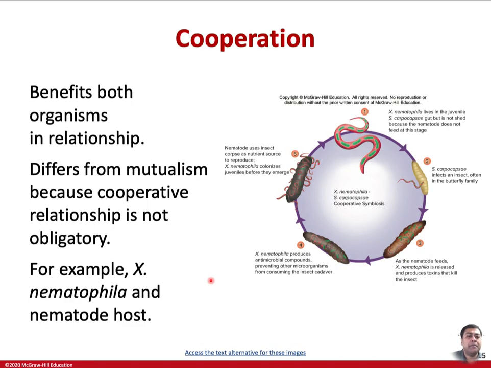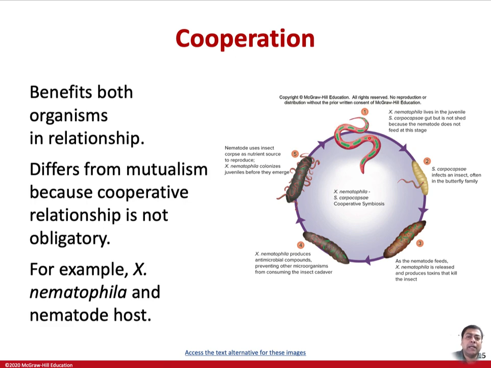The next type of symbiosis that we are going to talk about is cooperation. In this, both organisms in the relationship benefit, but it is not obligatory, and this differs from mutualism in this way. Here we are going to look at the interaction of a nematode known as Steinernema carpocapsae, which has a relationship with a bacterium known as Xenorhabdus nematophila. This is the nematode right here, and this is a juvenile, and inside it you have this green bacterium shown in this figure, which is Xenorhabdus nematophila.